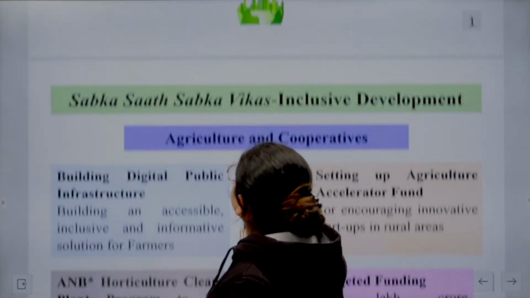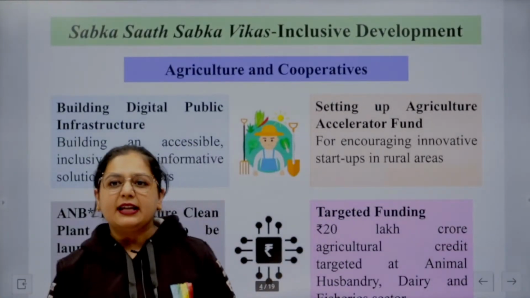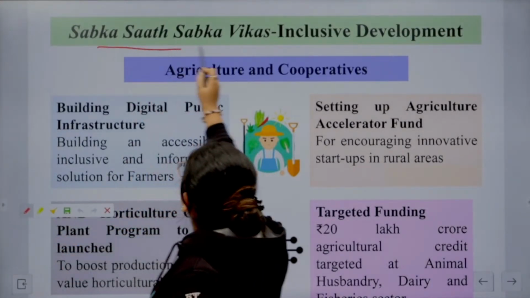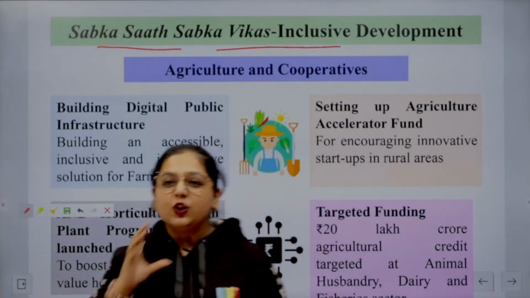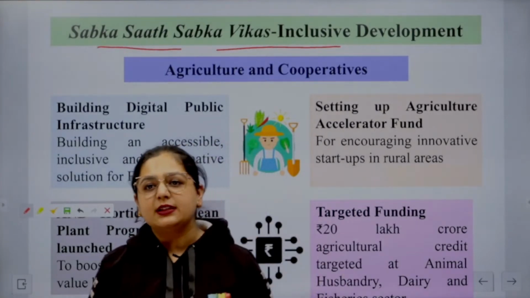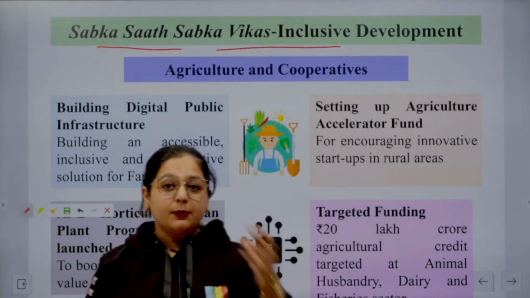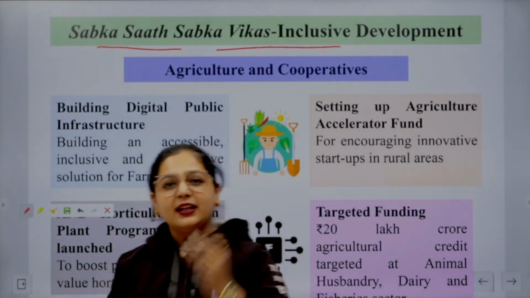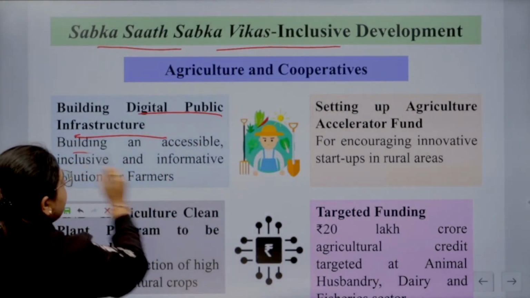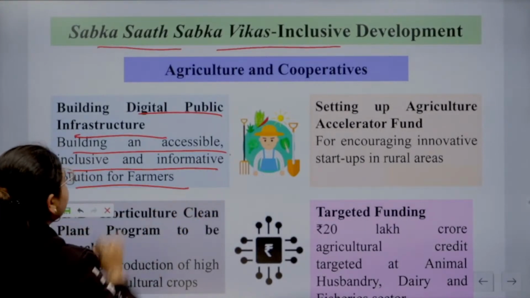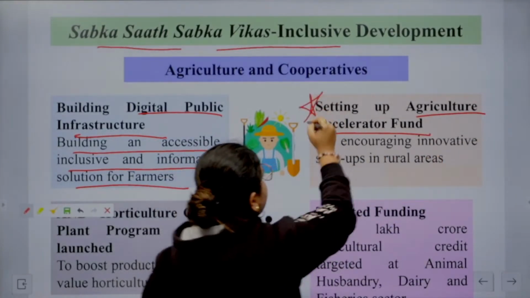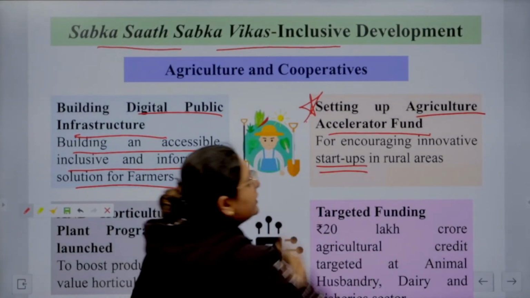So moving on further, let us start with the first segment, that is agriculture and cooperatives, and with the title line, as you can see, that is Sabka Saath Sabka Vikas, which is given to the inclusive development. So here the government has given several proposals to reinstate the inclusive development, Sabka Saath Sabka Vikas, in the form of the agriculture and cooperative sector. So building the digital public infrastructure, building an accessible, inclusive and informative solution for the farmers, setting up of the agriculture accelerator fund, which is important for encouraging innovative startups in the rural areas.